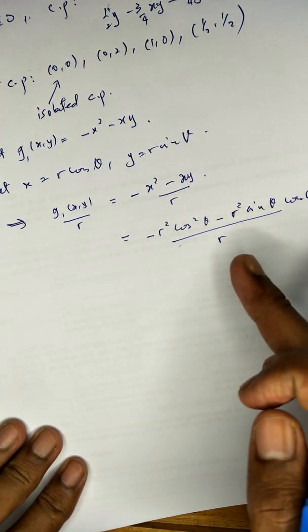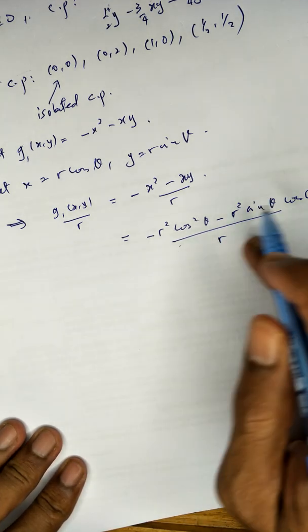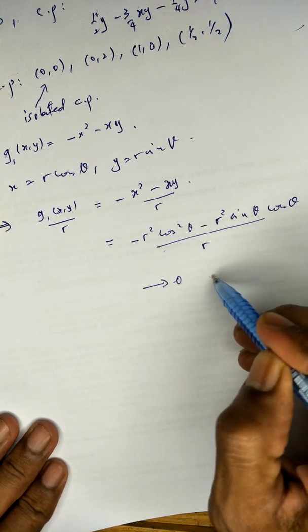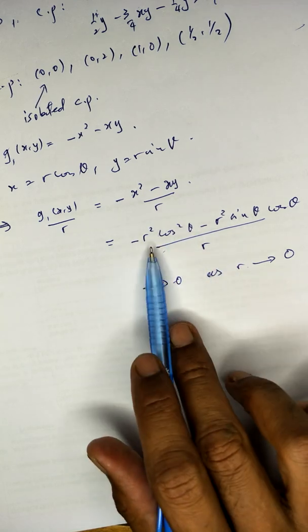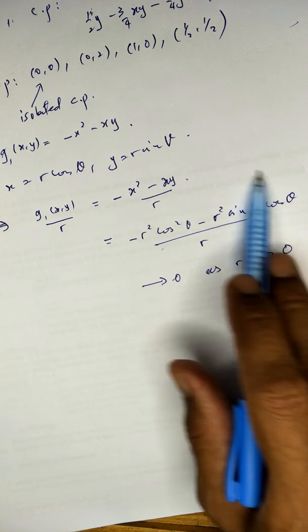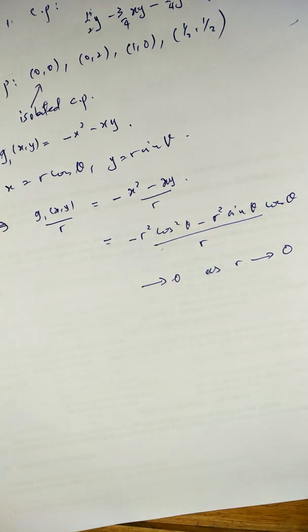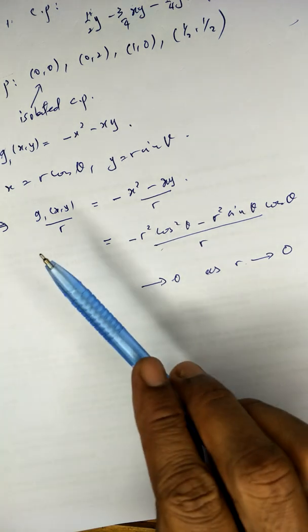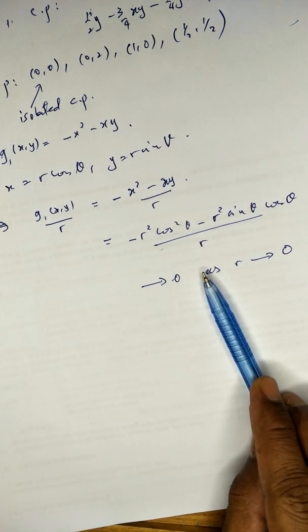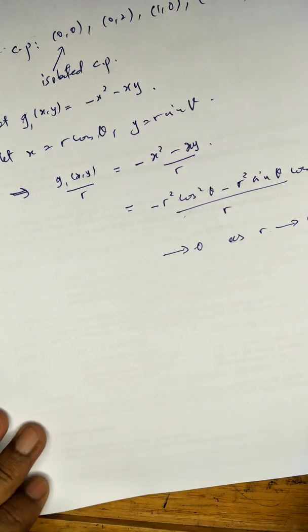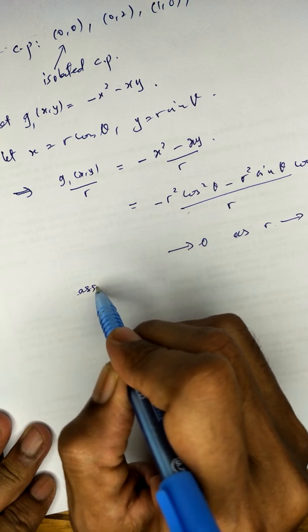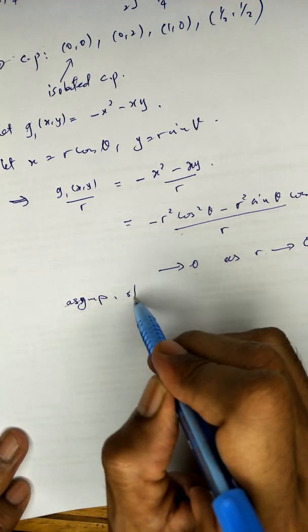So obviously you can cancel out r there. Then as r goes to 0, all those things go to 0, because this depends on r. You can cancel out r there, so we have r. As r goes to 0, definitely everything goes to 0. Which means the solution is asymptotically stable, because when you take the limit as it goes to 0, it goes to the isolated critical point. So our solution is asymptotically stable.